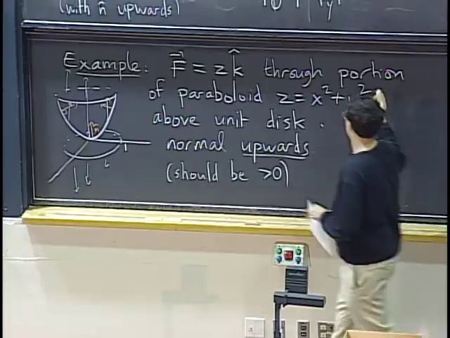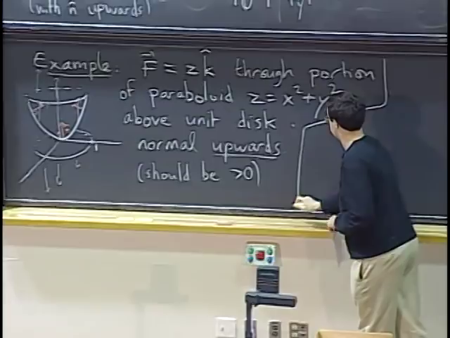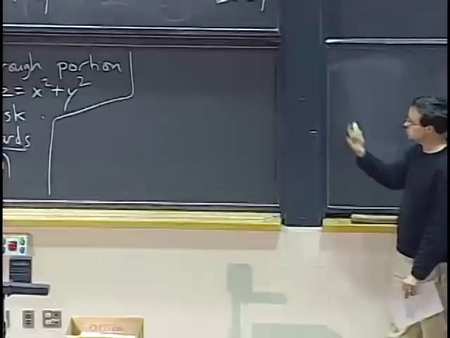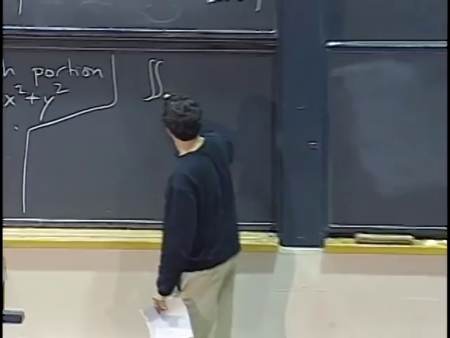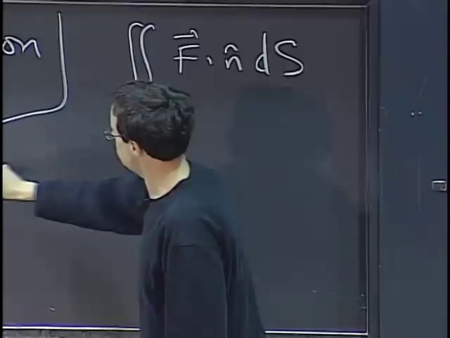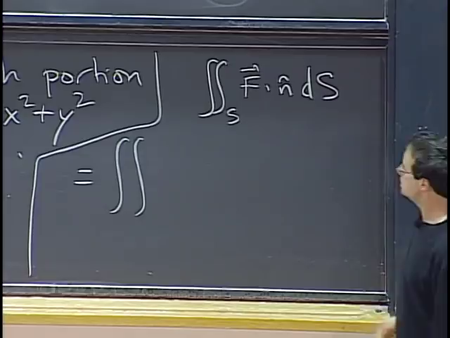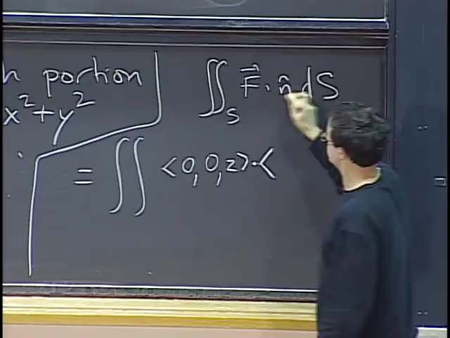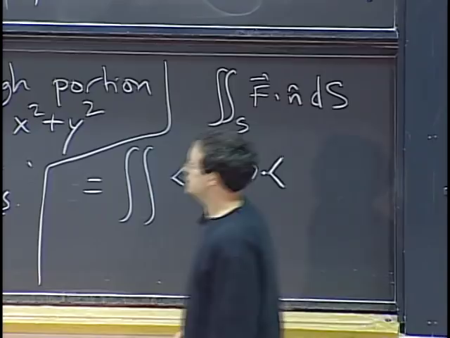Okay, so we have to compute the integral for flux, double integral over the surface of F dot n dS. So what are we going to do? Well, F, we said, is 0, 0, z. What is n dS? Well, let's use our brand new formula. It says negative f sub x, negative f sub y, 1 dx dy.